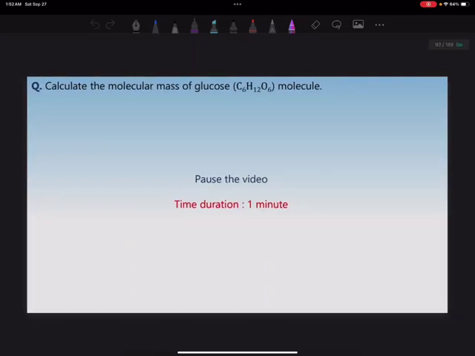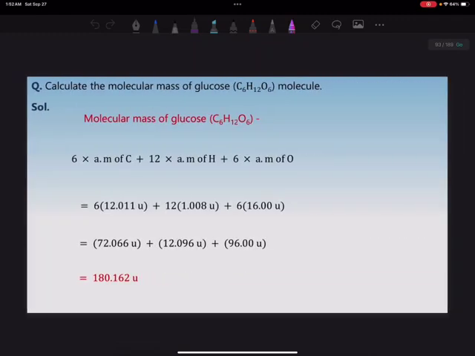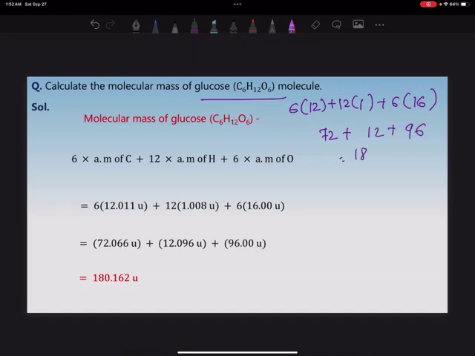Calculate and solve this question. Here they have given glucose, so 6 into 12 plus 12 into 1 plus 6 into 16. This comes to approximately 72 plus 12 plus 96, which comes to 180.16.